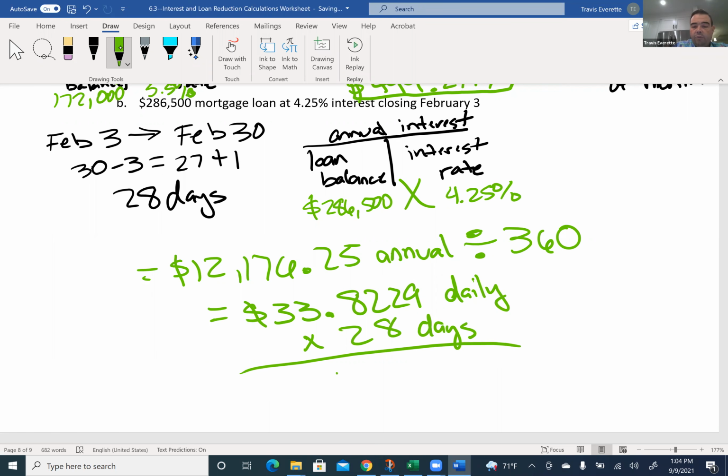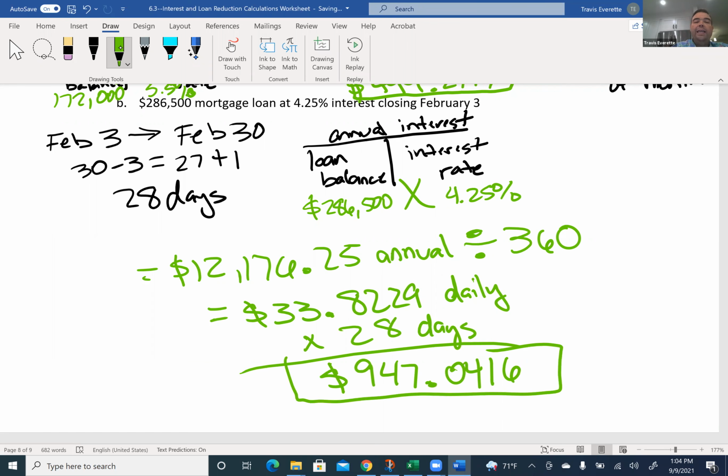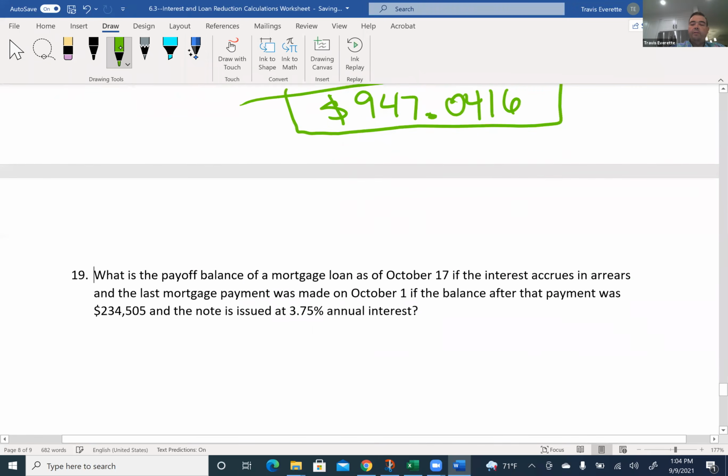And that equals 947.0416. So 947 and about 4 cents would be your interim interest on that one. All right.